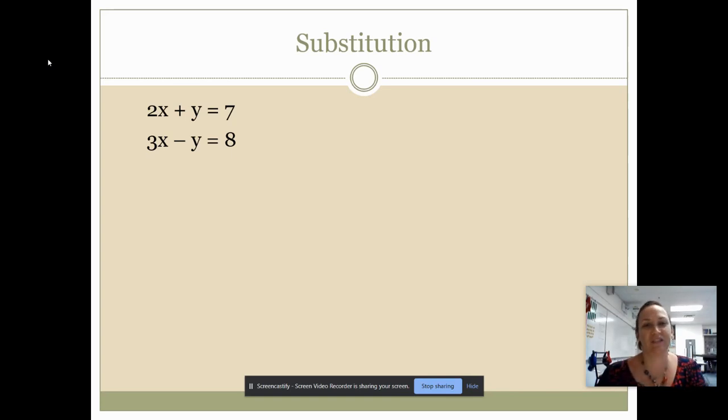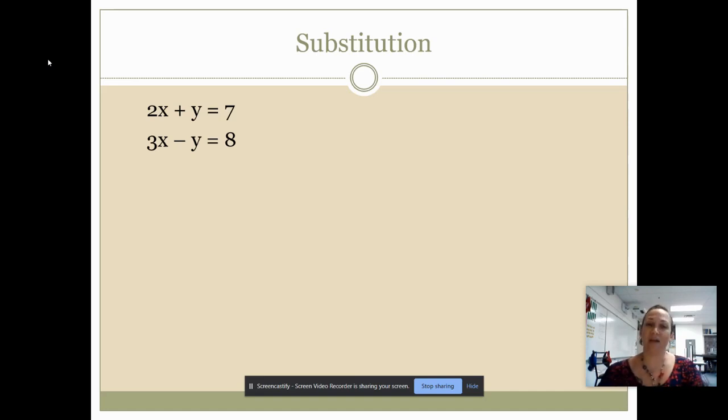Here is our first example. In this question, I do not have one of the equations where just the x is by itself or just the y is by itself. But the directions still say I have to substitute. And it's really important that you are practicing all the different ways of solving. So I am going to use substitution to solve this.